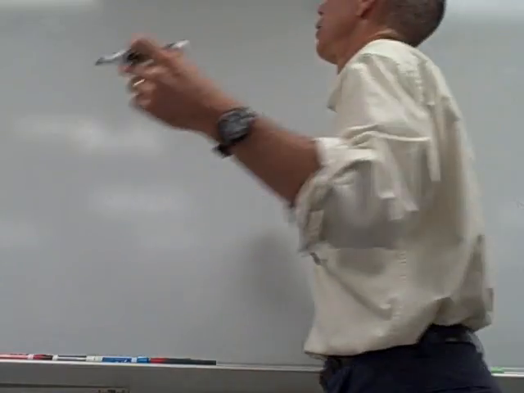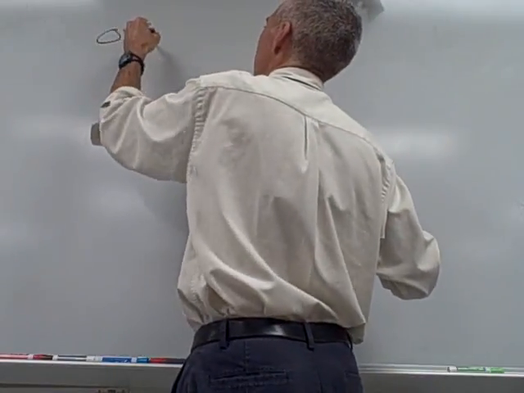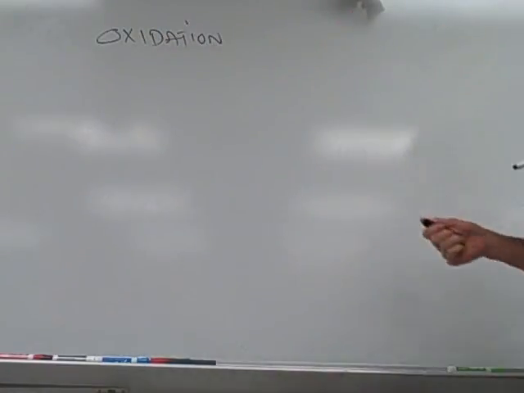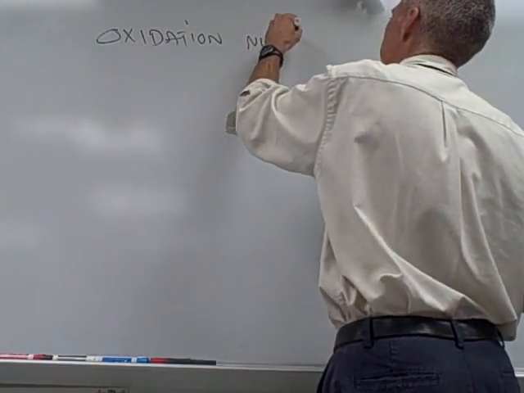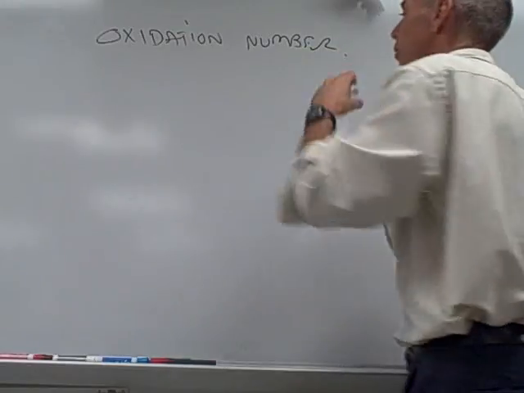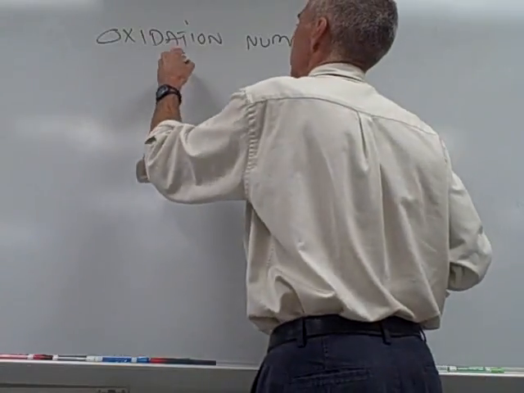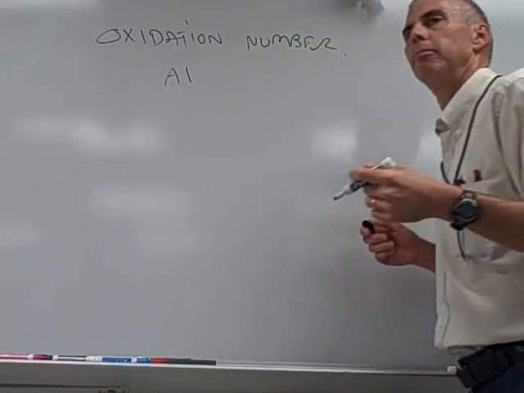Okay, so first of all, there's the idea of oxidation number. This is how we keep track of either the real or the imaginary charge on something. So it's called oxidation number. Real or imaginary charge.